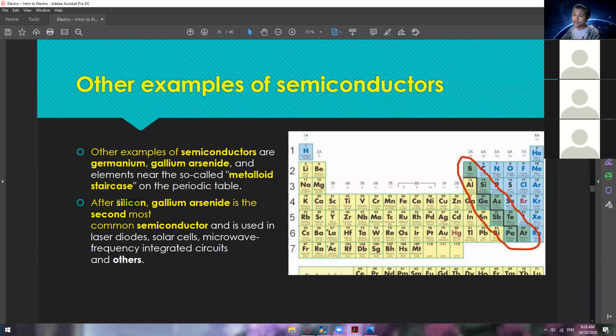After silicon, which is the most common one, gallium arsenide is the second most common semiconductor and is used in laser diodes, solar cells, microwave frequency integrated circuits, and many more. All you need to worry about is the silicon and the germanium, because those two semiconductors are the ones that we're going to use for the entire midterms. The other ones will not be used.